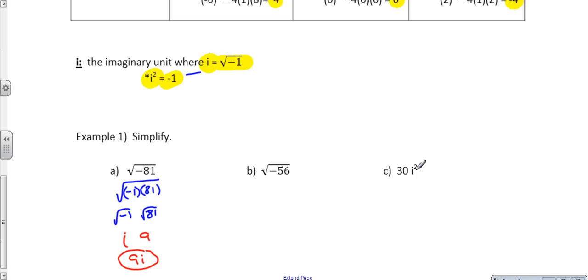Okay, let's jump to this one. What is i squared equal to? Well, i squared is equal to a negative 1, which means this is the same as 30 times a negative 1. In other words, negative 30.